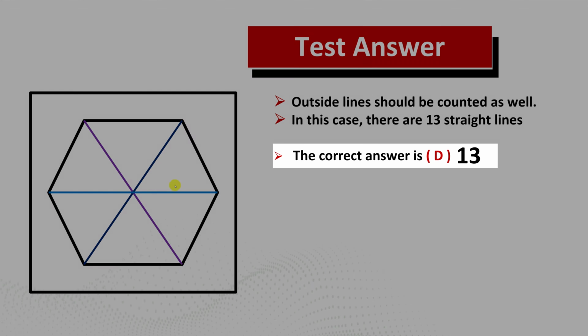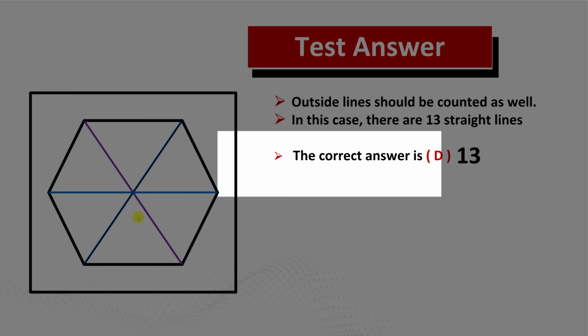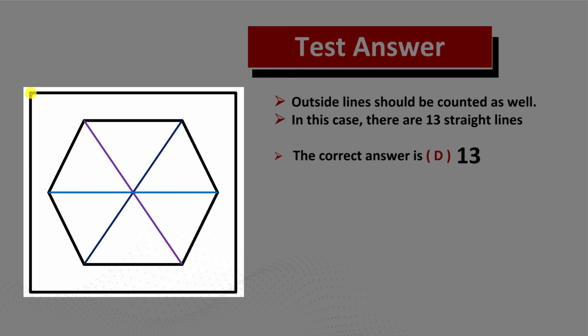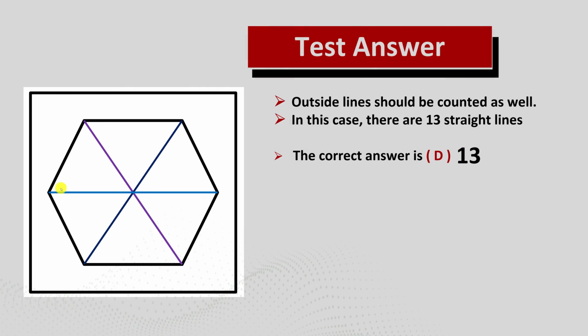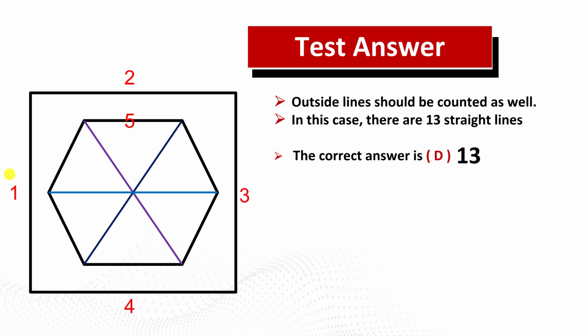The correct answer is 13, but let's see how we can get to the correct answer. One of the keys here and one of the tricks that they use is that the outside shape, the outside square, also has lines. So it's not just the hexagon inside the square, it's also the square on the outside that has lines that need to be counted. So let's do it. 1, 2, 3, 4, 5, 6, 7, 8, 9, 10, 11, 12, 13. Hopefully you've nailed this question and now know how to answer similar questions in the test.